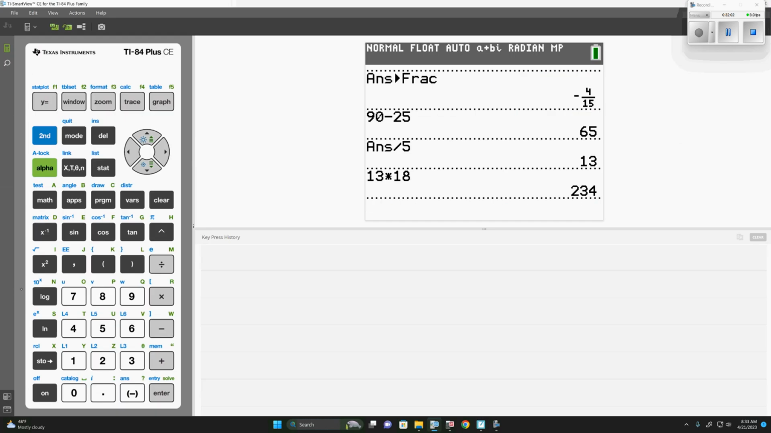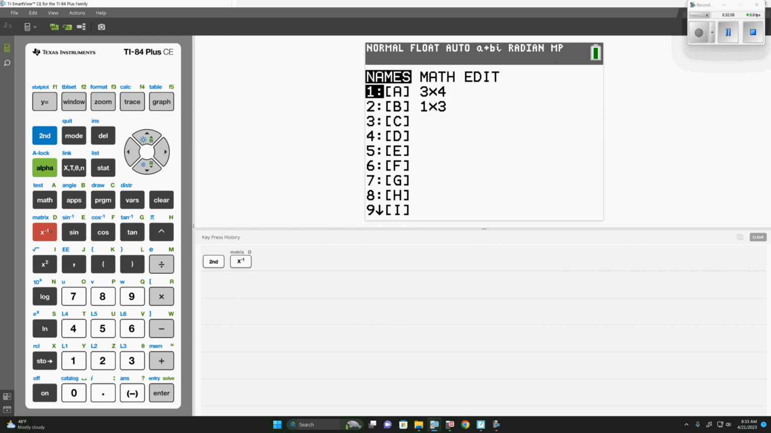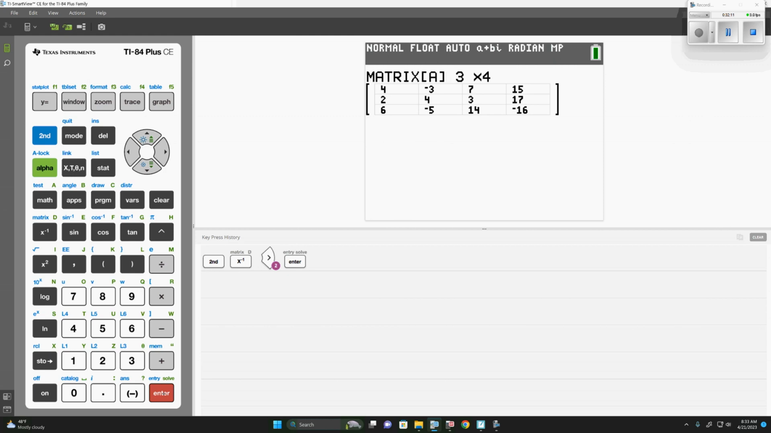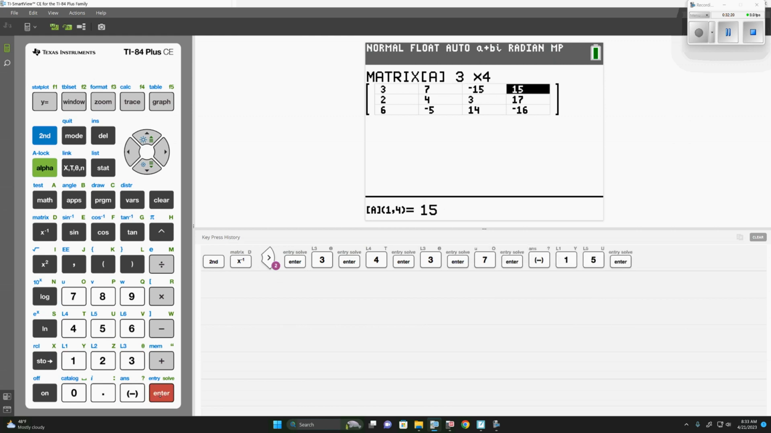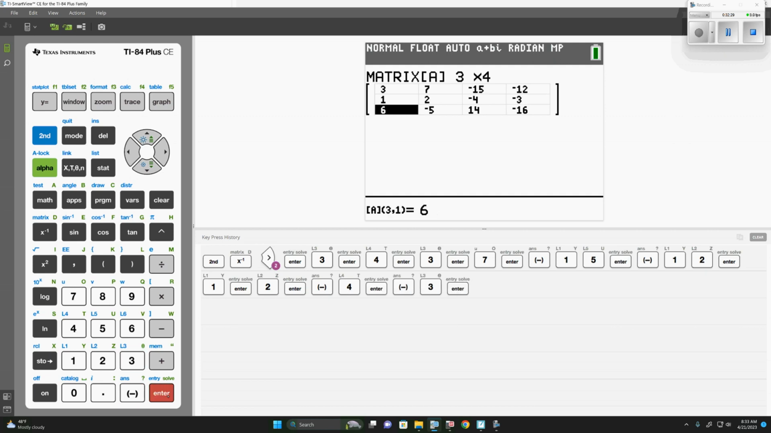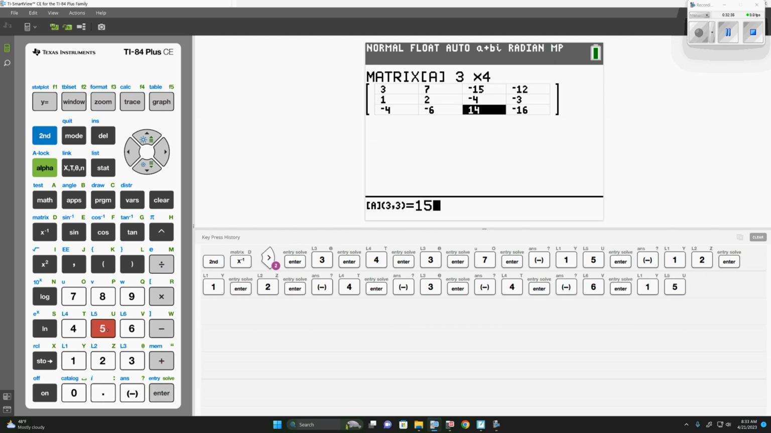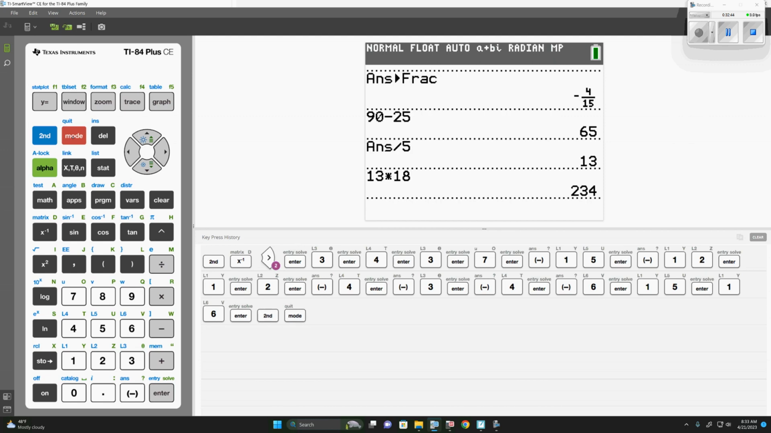Now, I'm going to show you this here. In the calculator, we can go second matrix, second x to the -1. We can go over to edit and input. So here we have 3 by 4, our augmented matrix, what we started with. So 3, 7, -15, -12. 1, 2, -4, -3, -4, -6, 15, 16. We input this here. Now, once we finish inputting it, we could say second quit.